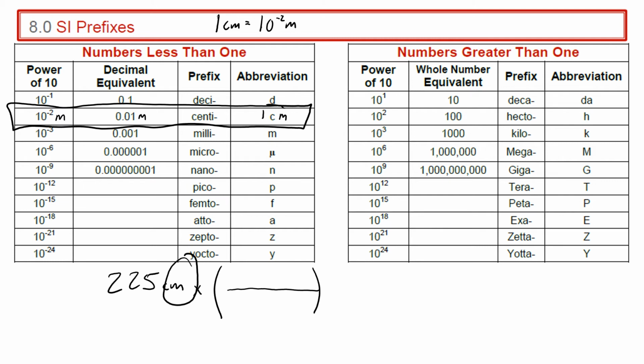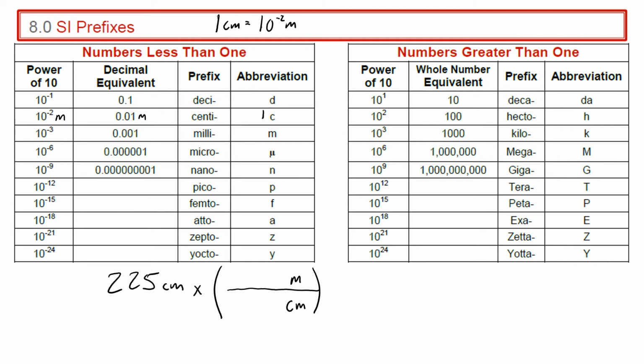Where are we going to write centi? Top or bottom? It's going to be on the bottom so that they cancel out. We want to go into meters. This table tells you what to do. This table tells you, okay, for the centi, put 1. For the meters, put 0.01 or 10 to the negative 2. Okay? Boom. Centimeters cancel out, leaving you with meters, so we know we did that part right. And then you get 225 times 10 to the negative 2 meters.